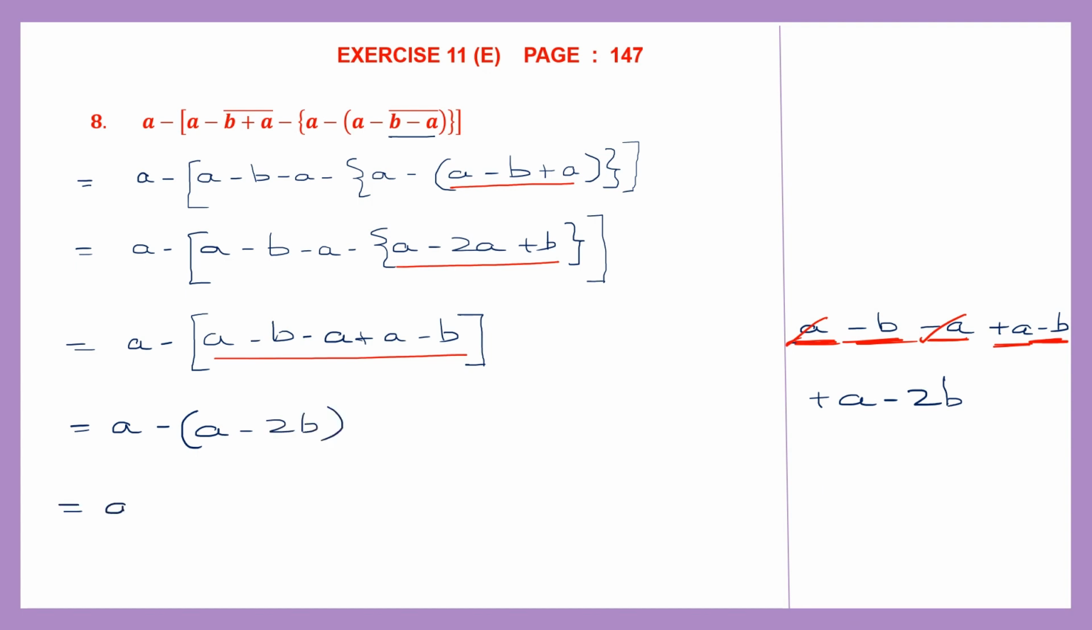So this will be a. Now because we have a minus sign, change the sign of all the terms inside. So that is minus a plus 2b. So here, as you can see, minus a and plus a will get cancelled. So what is finally left is only 2b, and this is a final answer.